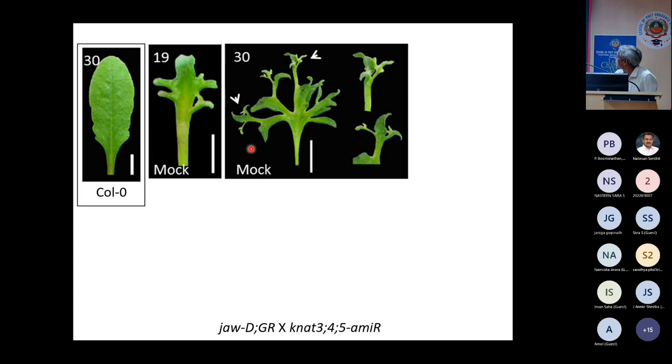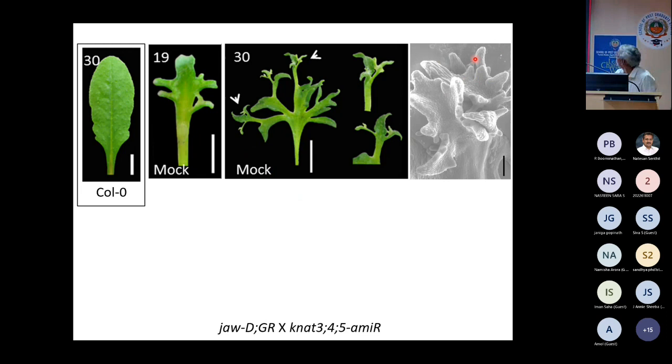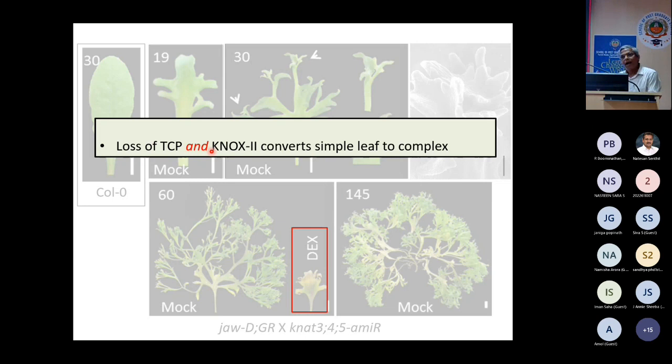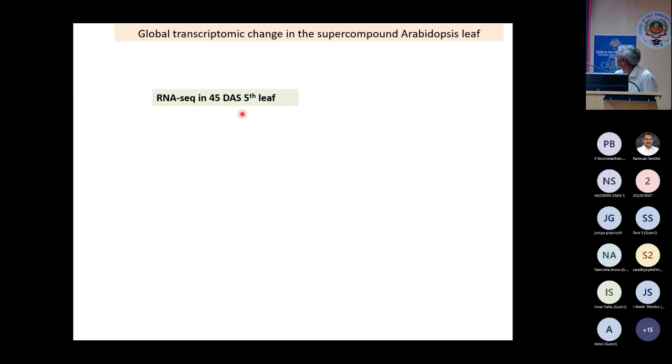Okay, this is the one that I showed you in the scanning electron micrograph. New leaves are coming out at the axil of this one. Anyway, so what does it mean? It means that loss of TCP and NOX2, not individual. Only TCP doesn't convert it to a compound. Only NOX2 doesn't convert it to compound. TCP and NOX2 together convert a simple leaf into a compound leaf. That means both the TCP and NOX2 genes have been added to the compound leaf to ensure that it stays simple. So you see, simple is not really very simple. Staying simple is not easy in life also.